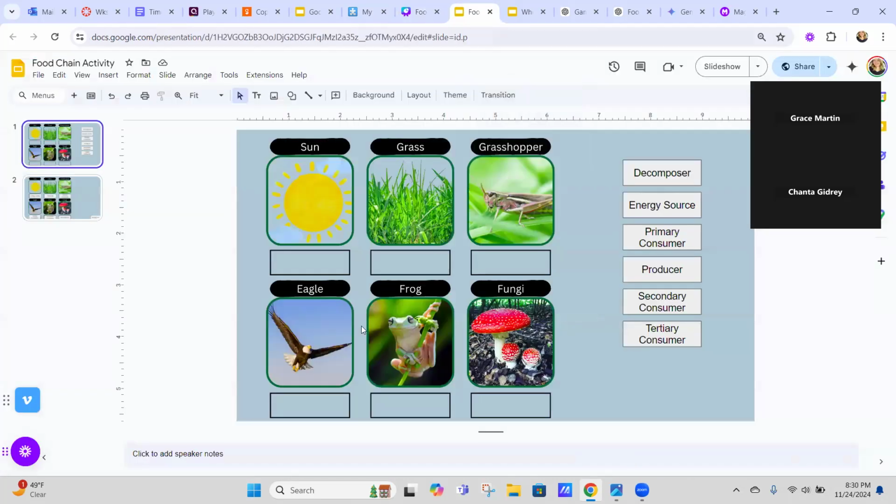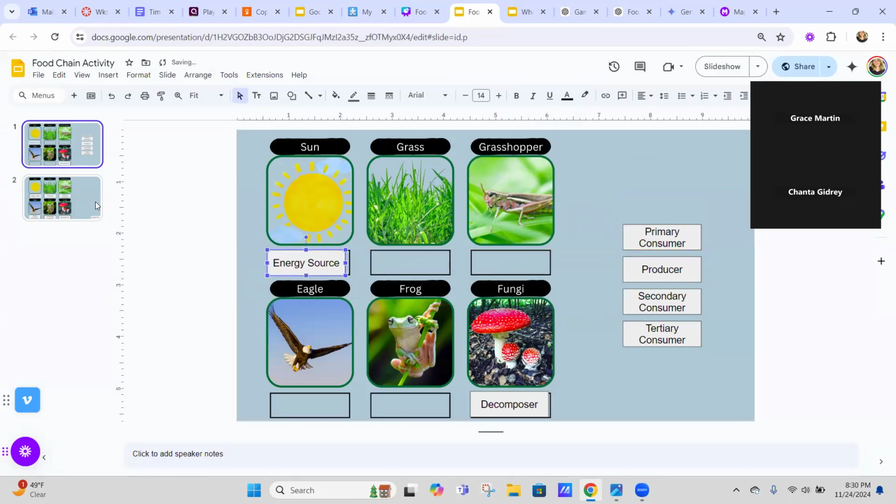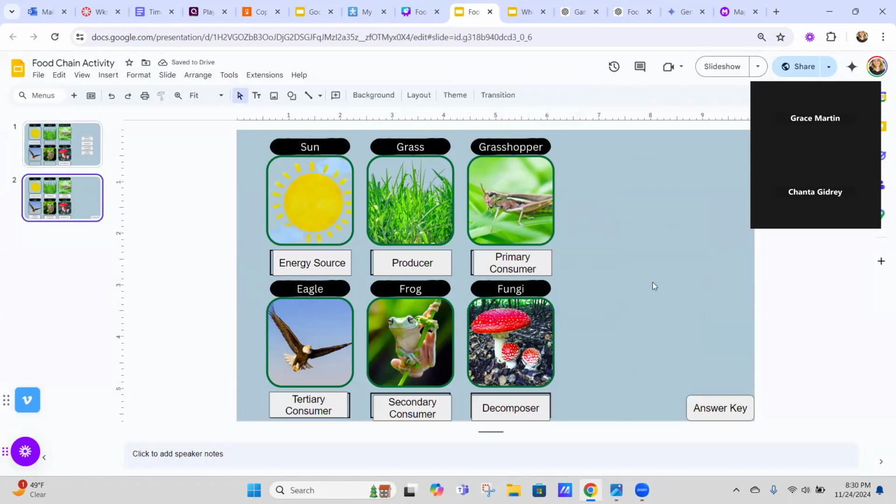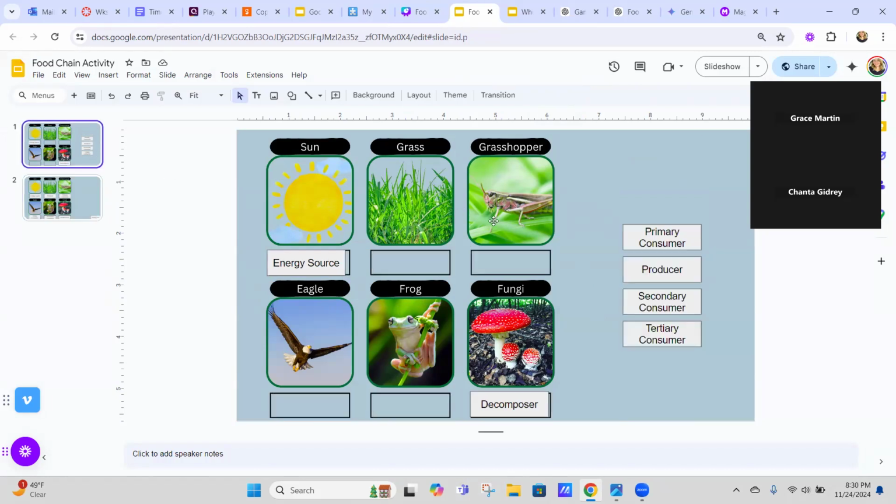They'll be labeling parts of a food chain, and I did an interactive Google Slides for it. Students will just take the different things and put them where they think they should go. It's just a drag and drop. Then on the second slide, I have the answer key so that they can make sure they're doing it correctly. The answer key can be saved for just the teachers, but it's just a little interactive thing that they can do for the students.